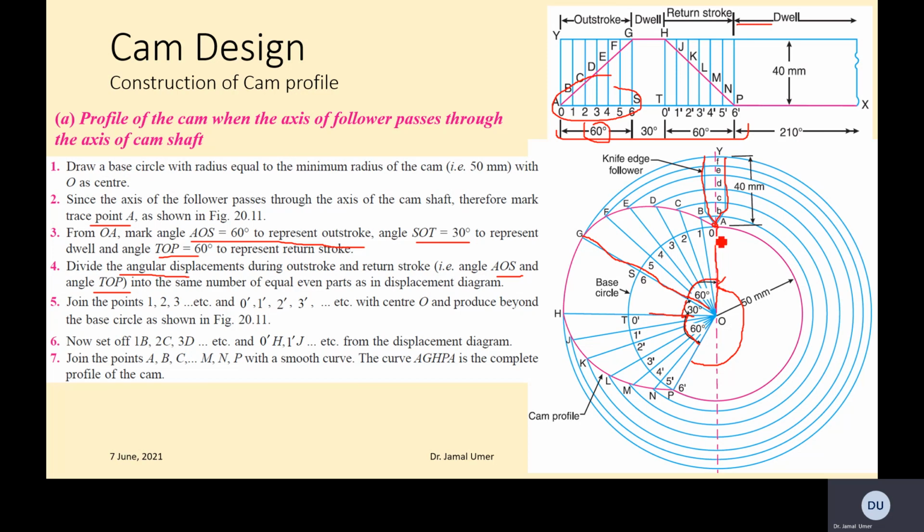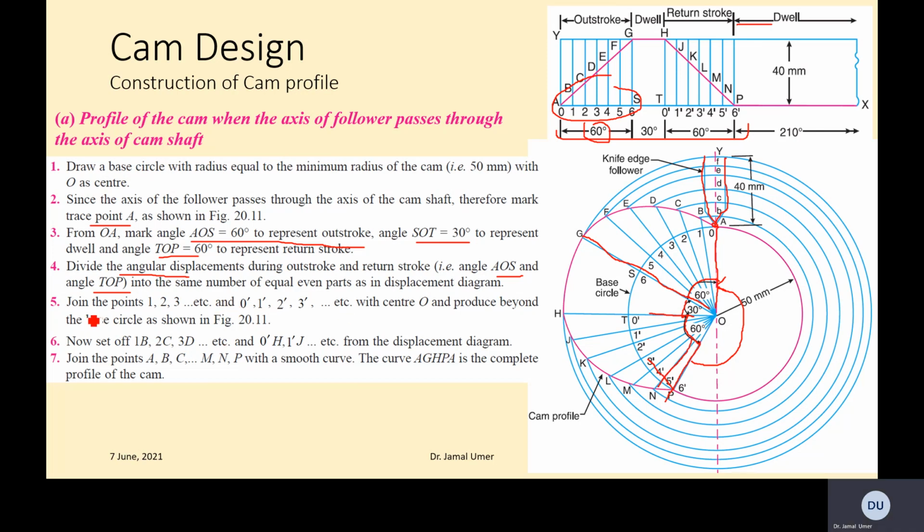You see we are doing this as 0, and 1 2 3 4 5 6. So you have 6 for outstroke, 6 for return stroke. We just write the prime numbers to make it different, because we had different labels on the displacement diagram. Alright, now you have divided, and then extend those lines as well.